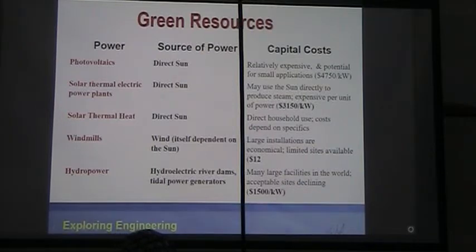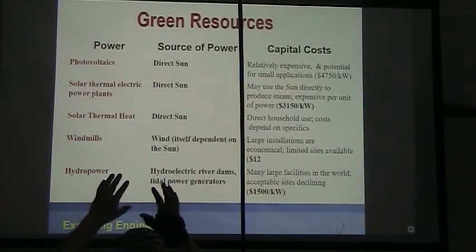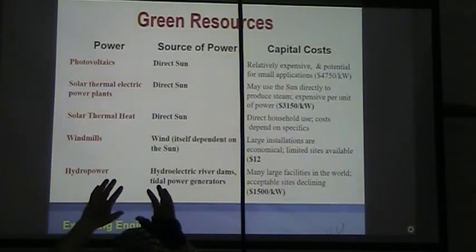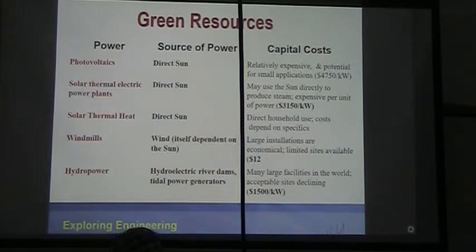All right, so we use the direct sun there, and we use the sun to produce steam. It can be expensive depending on how we do it. If you have ever driven out to California, you may have seen where they have a huge installation of this kind, where they have tons and tons of mirrors that are all pointing at a target that collects that energy and is constantly turning water into steam.